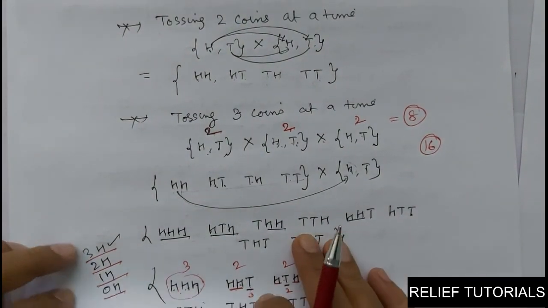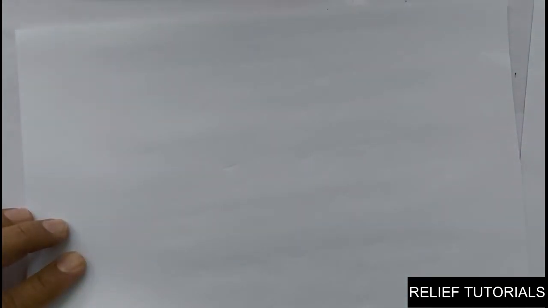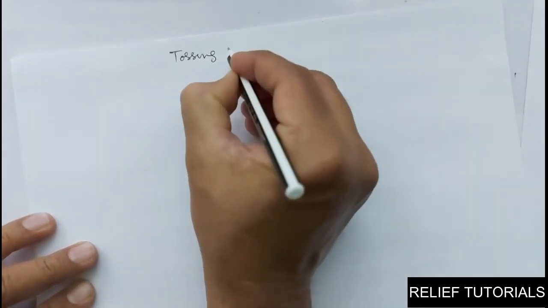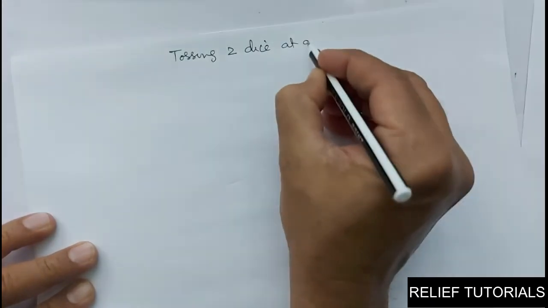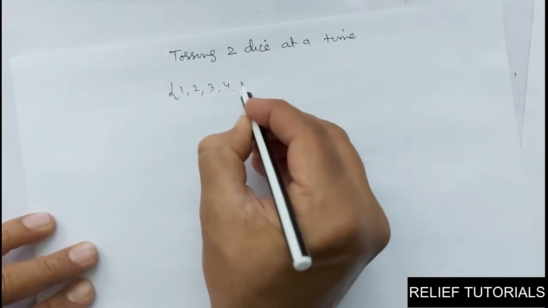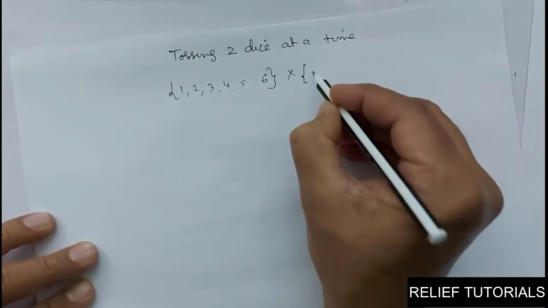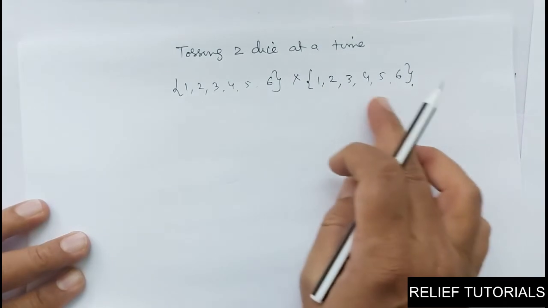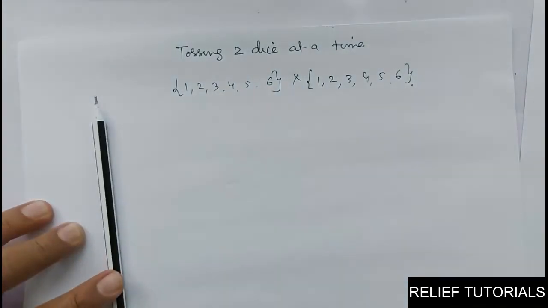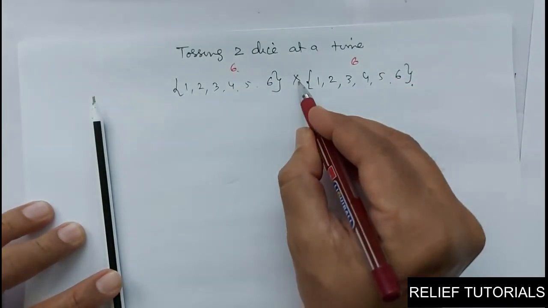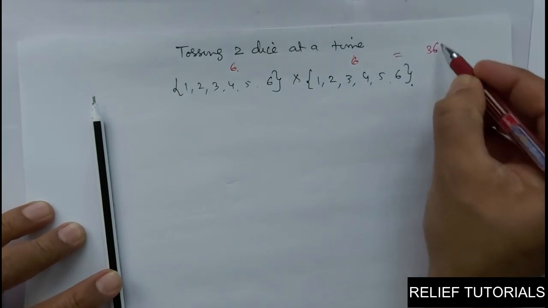Same way, if you want to find, say, tossing two dice, the last topic, tossing two dice at a time. So one dice, what will you get? 1, 2, 3, 4, 5, 6. On the second, your friend's dice, he also gets 1, 2, 3, 4, 5, 6. So this outcome you will get and this outcome your friend will get. How many numbers are there? 6. How many numbers are here? Total numbers are 6. Here also total numbers are 6. 6 into 6. So total outcomes will be equal to 36.